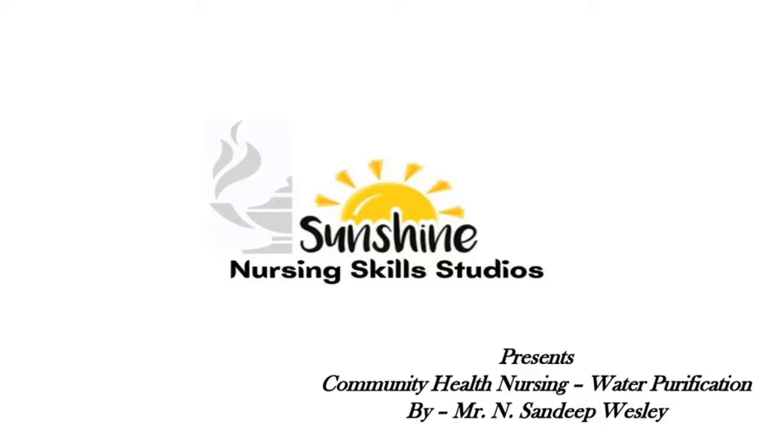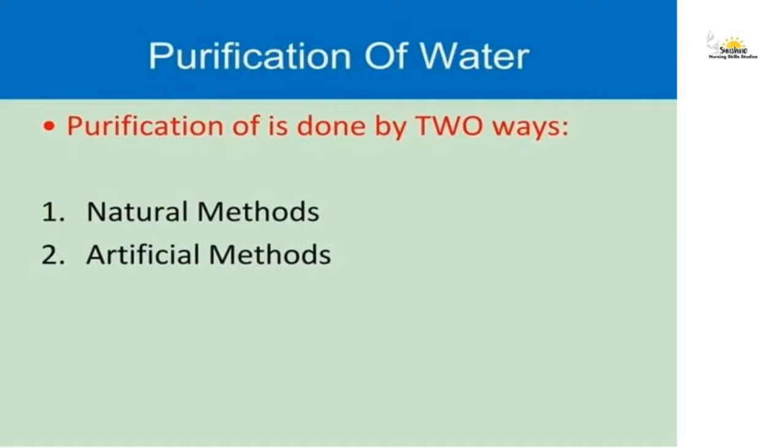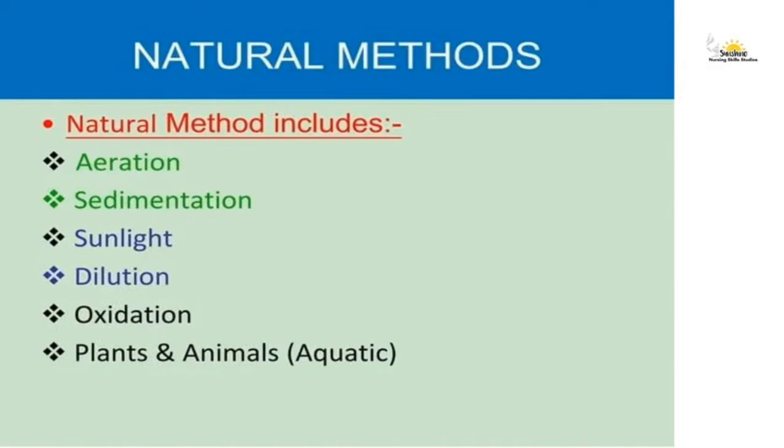To understand water purification is very essential. There are various steps and methods which we need to understand. So to begin with, let us know the basic things. That is, the water gets purified by natural way and by artificial way. So what is this natural way? The natural way is a method where the water gets purified naturally by using aeration, sedimentation, sunlight, dilution, oxidation, and with the help of plants and animals.